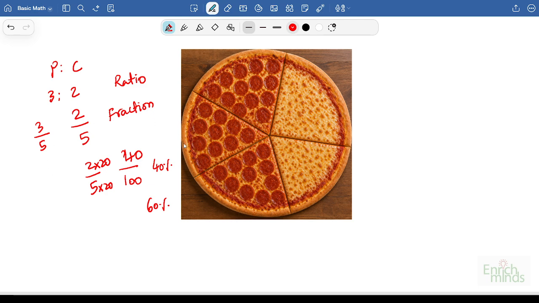I can also talk about proportions here. If I have 3 pepperoni slices for every 2 cheese slices, then how many cheese slices will be there for maybe 12 pepperoni slices? Here I have scaled up. So I did times 4. 3 times 4 is 12. Then I do times 4 here as well to get 8 cheese slices. So for every 12 pepperoni slices, there will be 8 cheese slices.